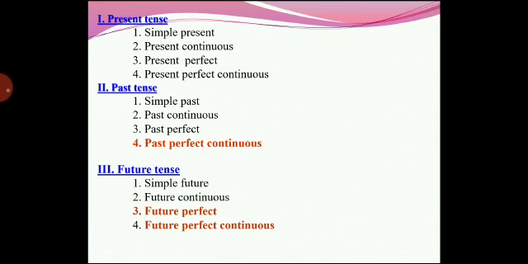Simple present, present continuous, present perfect continuous. Past tense: simple past, past continuous, past perfect continuous. Future tense: simple future, future continuous, future perfect continuous. Now here I kept the past perfect continuous and future perfect continuous marked with red. See that.